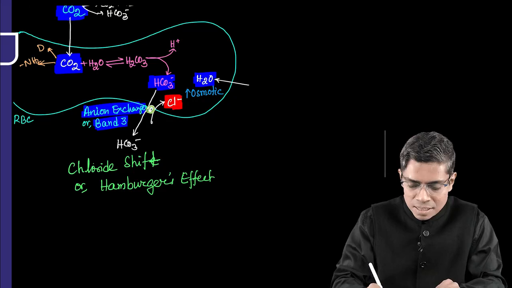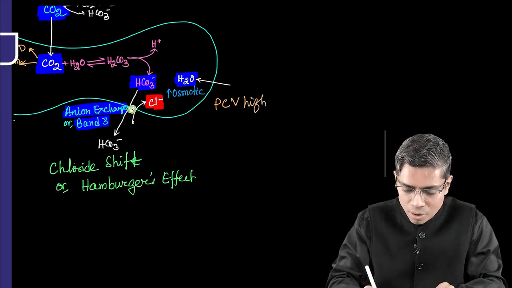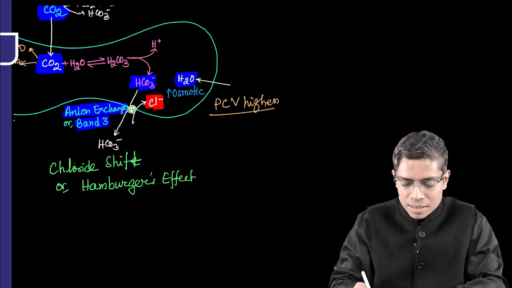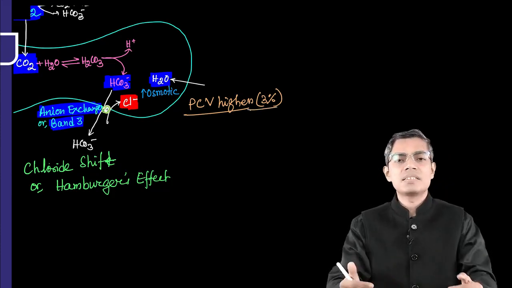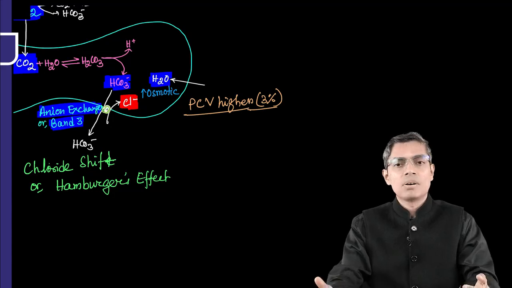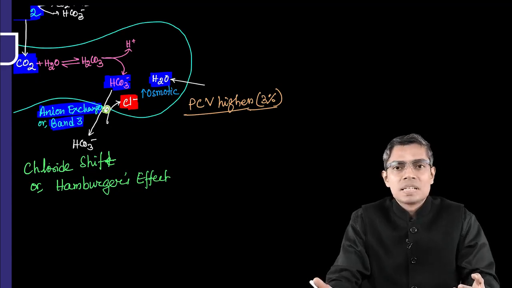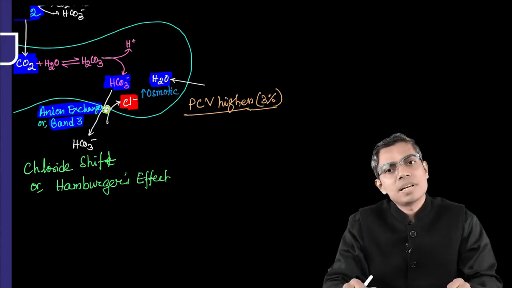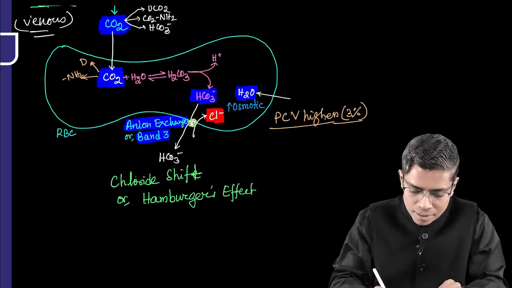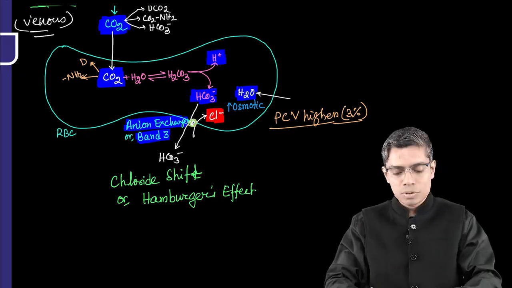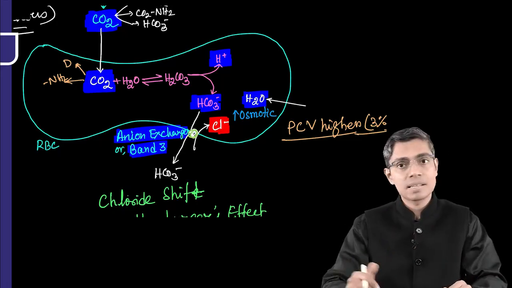Remember, the PCV will be high in the venous blood, and that's why we say that the PCV of venous blood is higher than arterial blood. How much percentage? 3% higher than arterial blood, and that is due to the chloride shift phenomenon or Hamburger effect. Because chloride is entering more in the RBC, the osmotic tension rises, and that takes up water from plasma. Right? Now we have seen what is the fate of this bicarbonate. Now let's discuss the fate of this H plus ion, which is also produced by the same reaction. So this H plus ion has to be buffered inside the RBC, right?